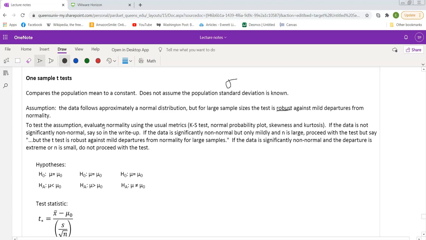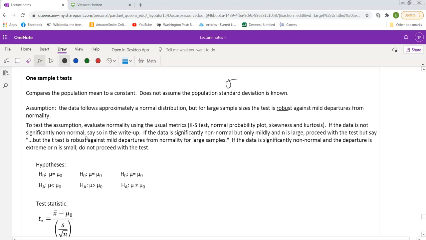So that statement is our friend that we'll use. So basically what you're going to do before you run the test, you're going to evaluate normality like we said. If the data follows approximately a normal distribution, and I phrased this in a funny way on purpose because I want to emphasize we cannot say for certain that the data follows a normal distribution, no matter what we do, because we don't have the entire population.